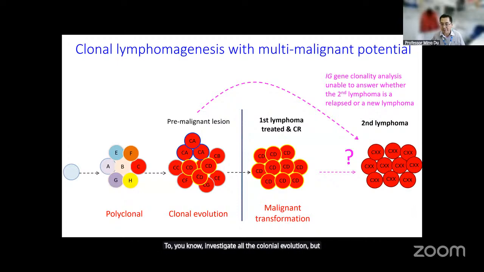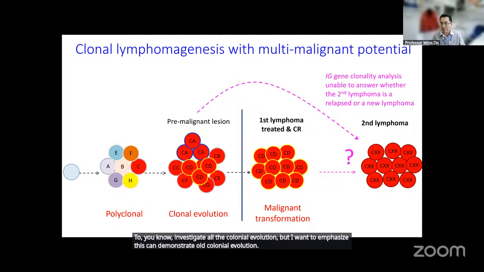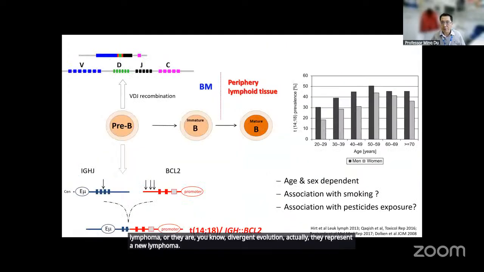But I want to emphasize this can demonstrate the clonal evolution, but cannot tell us whether the relapse of the lymphoma is a linear progression from the first lymphoma, or whether they are divergent evolution. Actually, they represent a new lymphoma. So I'm using two examples.